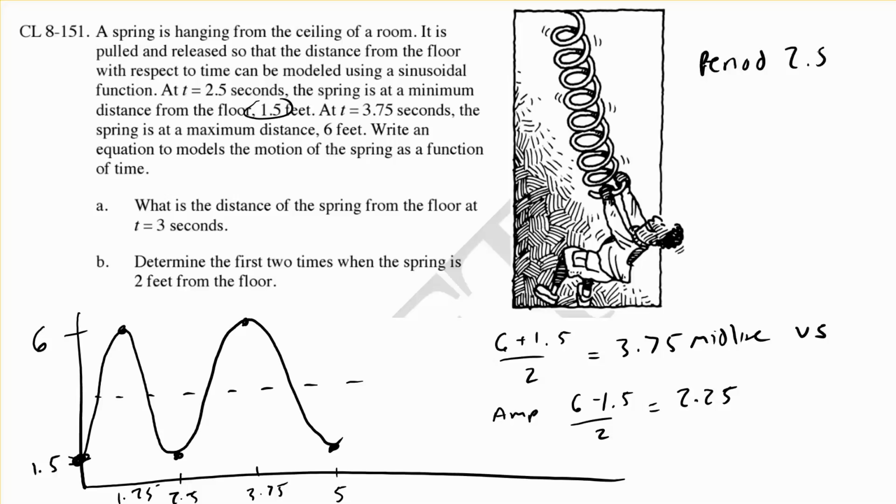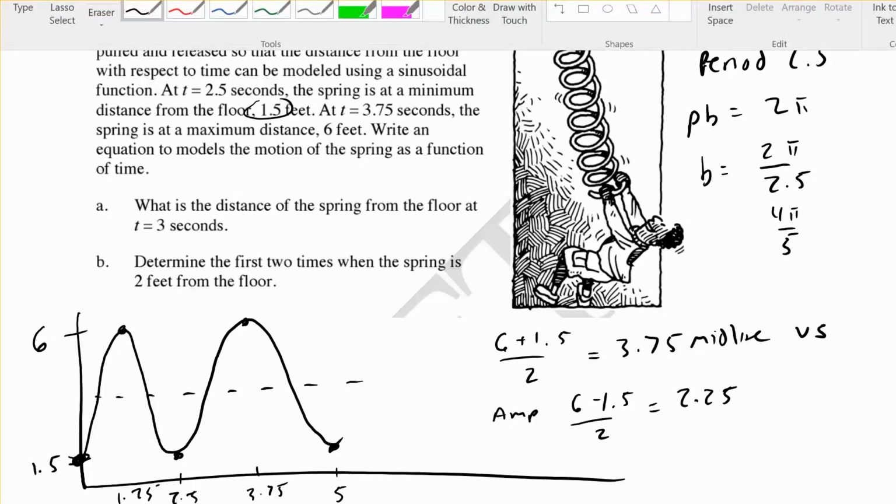Period we said was 2.5, so we use our period times B equals 2 pi to determine that our B value is 2 pi over 2.5, and I would prefer we maybe multiply that by 2 over 2, we get 4 pi over 5. That would be ideal. And because it starts at the bottom, we can just call it a negative cosine.